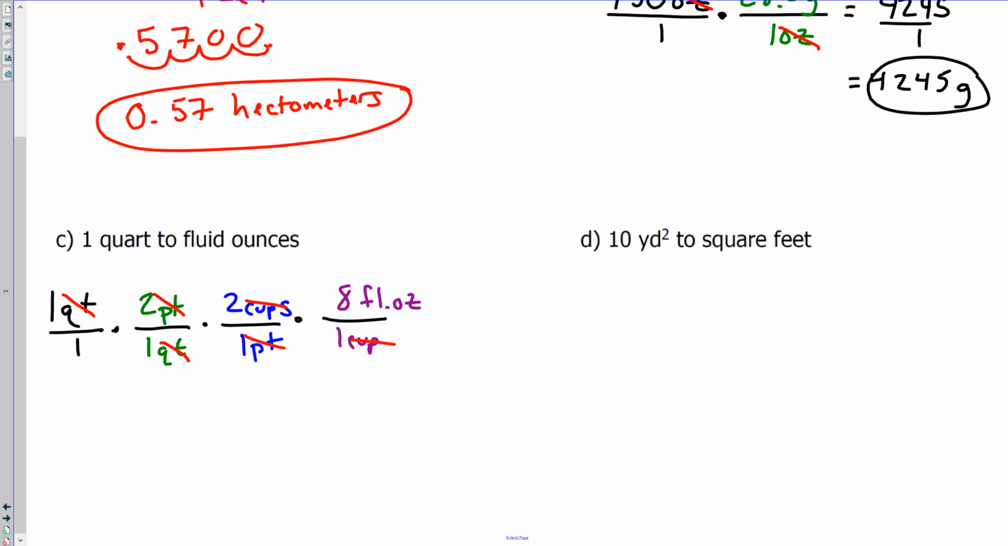So what's going to end up happening is I'm going to multiply across the top. 1 times 2 times 2 times 8 gets me 32. And across the bottom, 1 times 1 times 1 times 1 is 1. 32 divided by 1 is still 32, and my units were fluid ounces.